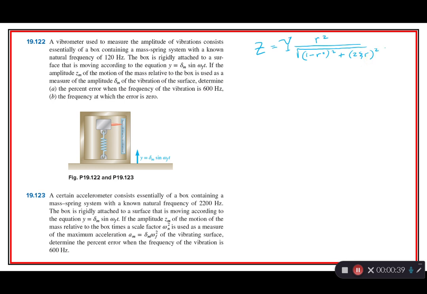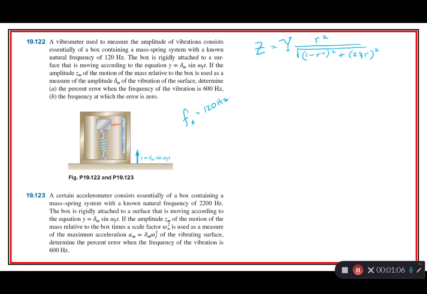All right, so let's read the problem. A vibrometer used to measure the amplitude of vibrations consists essentially of a box containing a mass spring system with a known natural frequency of 120 hertz. Right, so the natural frequency of this, my n should be a subscript, is 120 hertz.